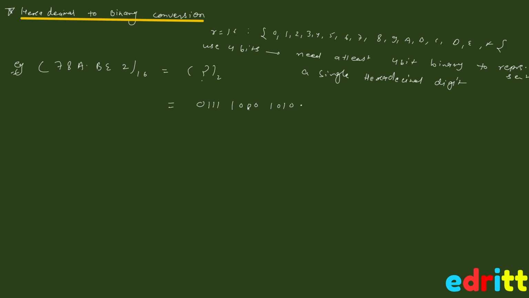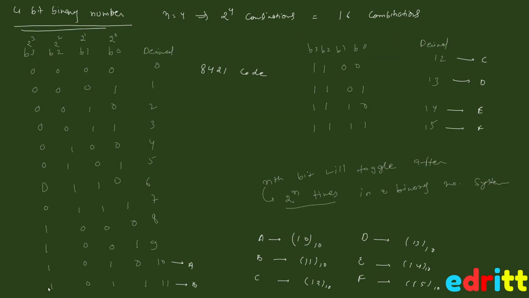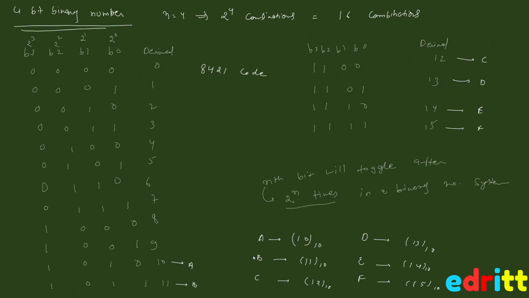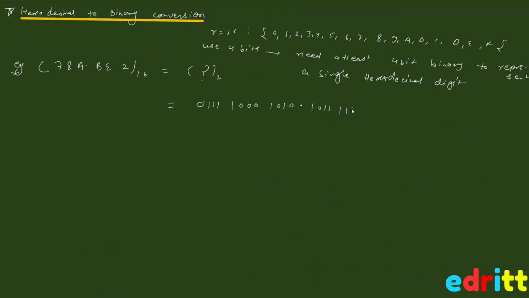Now there's a point, so I'll put the point as it is. B is 1011. I will put 1011 and then E. I will again go back and see how E looks. E looks like this: 1110. So I'll write down 1110 and I'm done with E. Then 2 is 0010, and I'm done with the binary equivalent of this hexadecimal number.